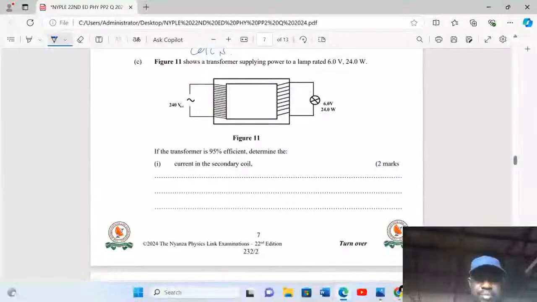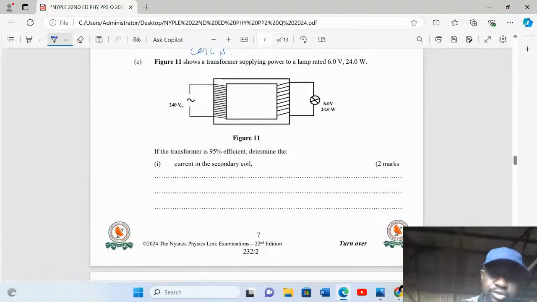Efficiency is given by the power output over the power input, multiplied by 100. In this case, you're going to get 95%. Therefore, we're talking of the current in the secondary. We have the power already, we have the voltage. Therefore, it will be easier.